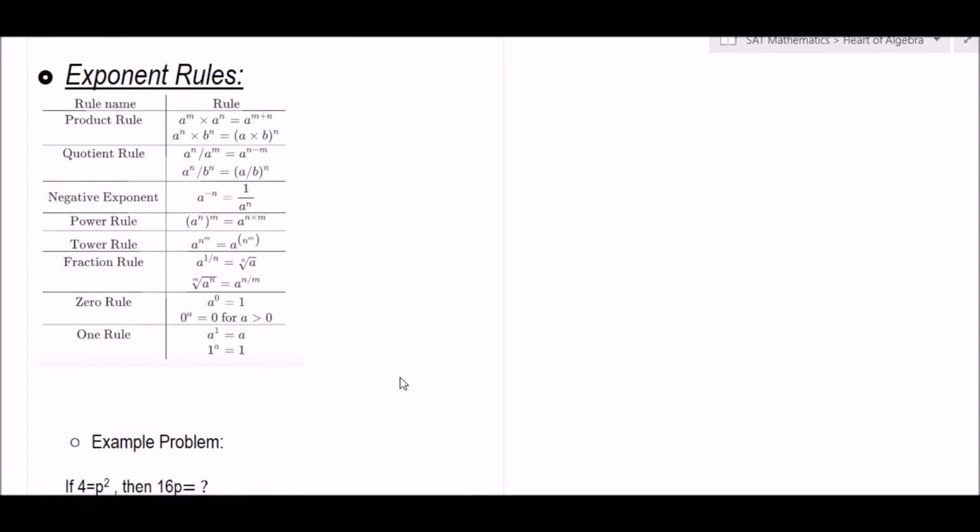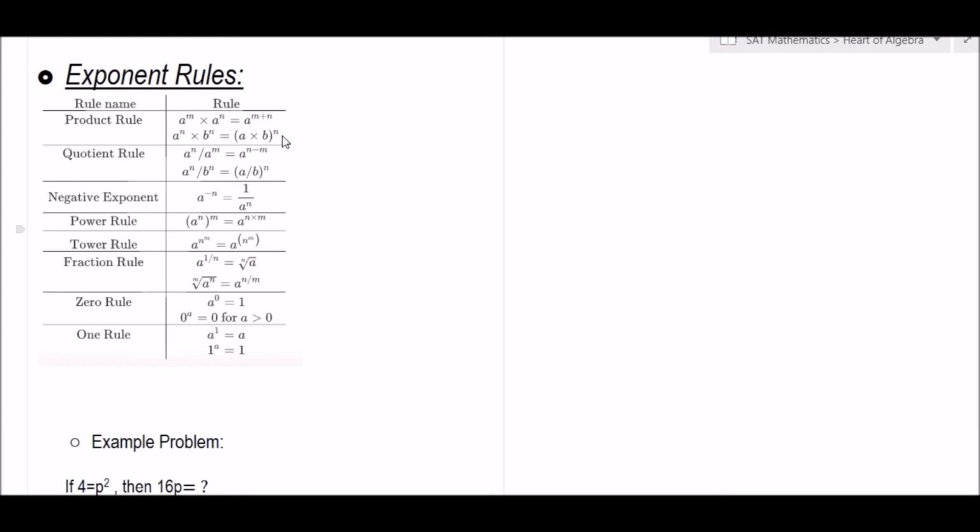So here are the rule names, and here are the rules. We'll talk about the product rule first. a to the power of m times a to the power of n is equal to a to the power of m plus n. So when you have the same base, you basically add up the exponents. And below, you can see a to the power of n times b to the power of n. The bases are now different, but the exponents are the same. So when you do that, you just multiply the bases and then to the power of n.